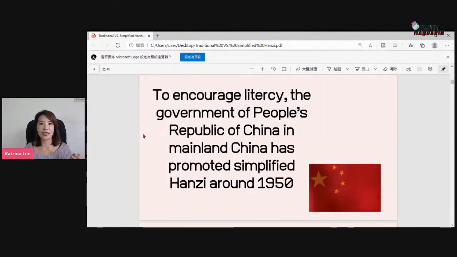好，so why simplify, okay? Why are there differences? First, we have to know. To encourage literacy, the government of the People's Republic of China in mainland China promoted simplified Hanzi around 1950. I don't know the exact time, but you can Google that. It's around 1950, 1949, 1946, something like that. So that is why in China, the government and the people are using simplified Chinese characters, because they want to improve the literacy.